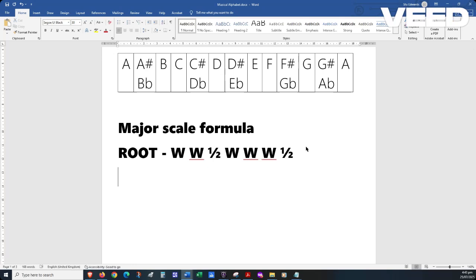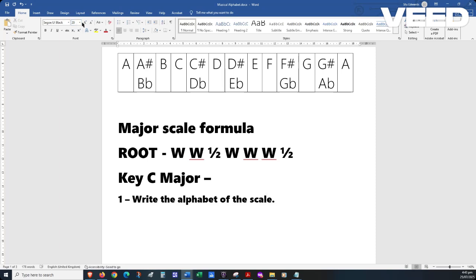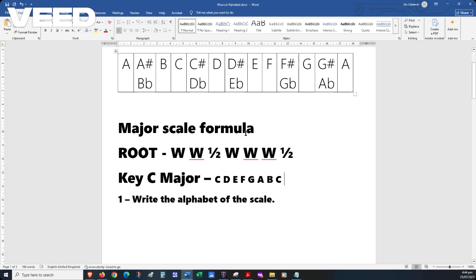So what we're going to do, we're going to start off with the key of C major, but the first thing that you want to make sure that you do is always write out the alphabet of the scale. So for example, we're going to start on the C, and we're writing C, D, E, F, G, A, B, C. And the reason for this is so we include the correct sharps or flats. It'll be one or the other, it won't be both.